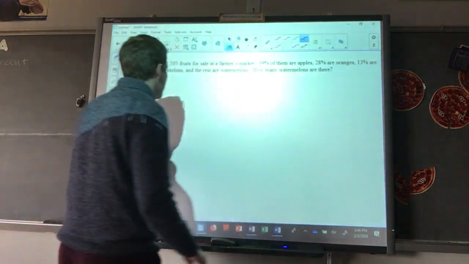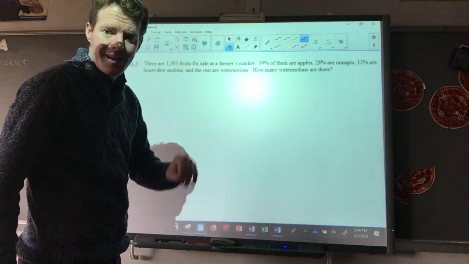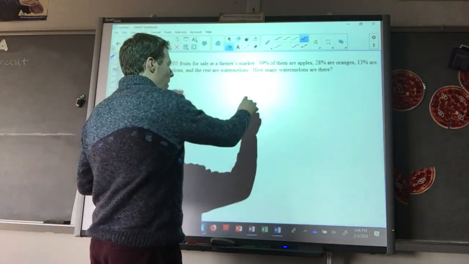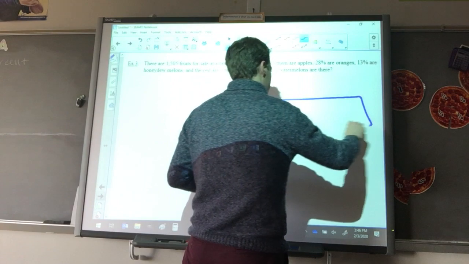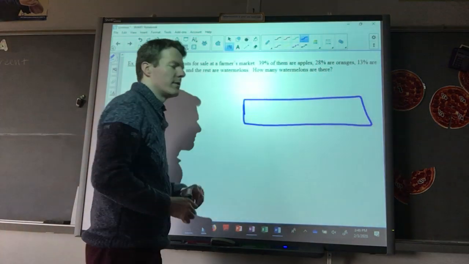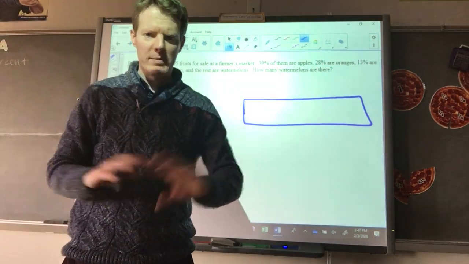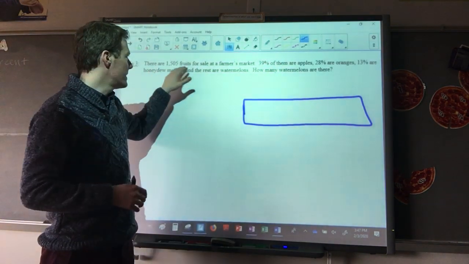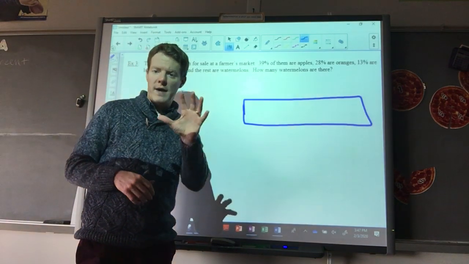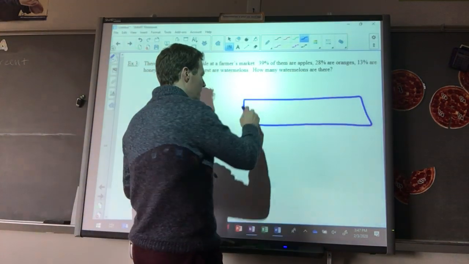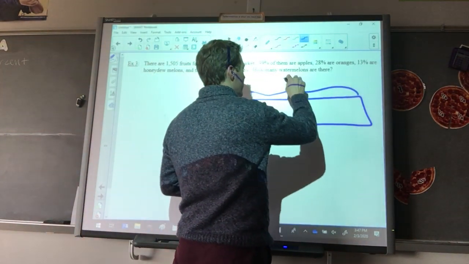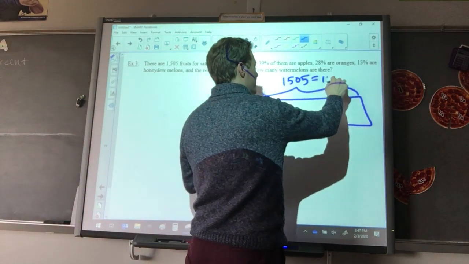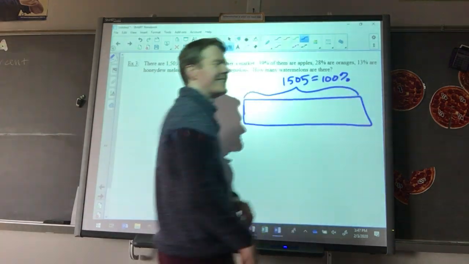So first, it says there's 1,505 pieces of fruit at a farmer's market. This is a random number. So I'm gonna make a bar, and like all the examples that I've done so far, the bar represents everything. It represents 100%, always represents the total. In this case, it says there's 1,505 fruits, which would represent all the fruit at the market. Remember, this is 100% because it's everything.